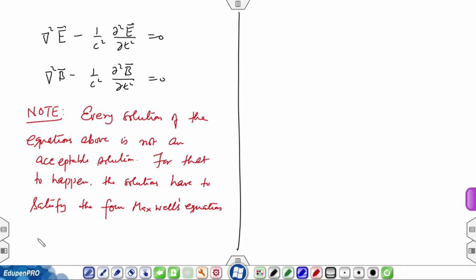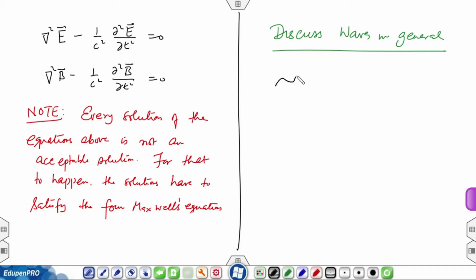Now, since this is a wave equation, what I am going to start with in this lecture first is discuss waves in general. So, what is a wave? A wave is nothing, but if there is a disturbance which has been given to you. So, suppose I take a snapshot of this at time t equals 0, and this is given as a function of x, for example.